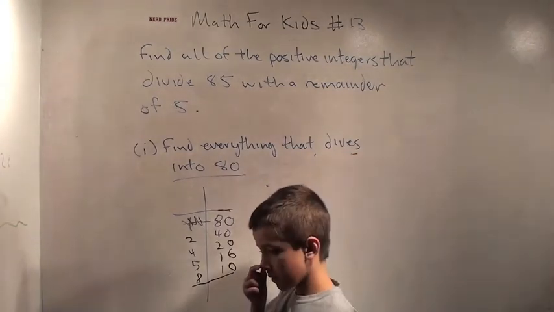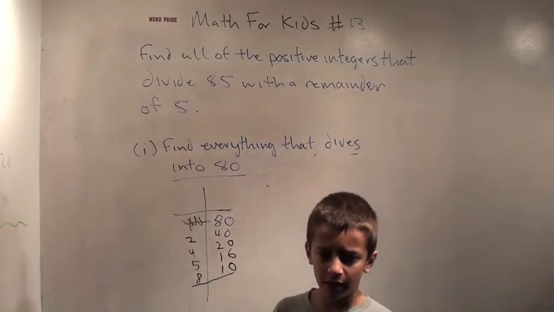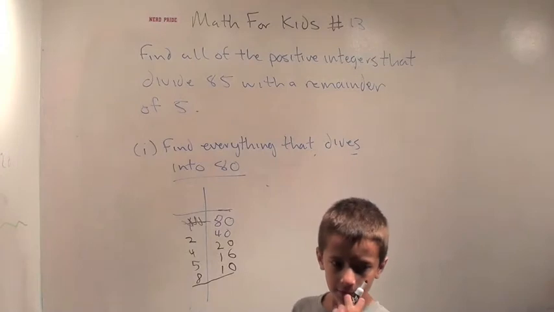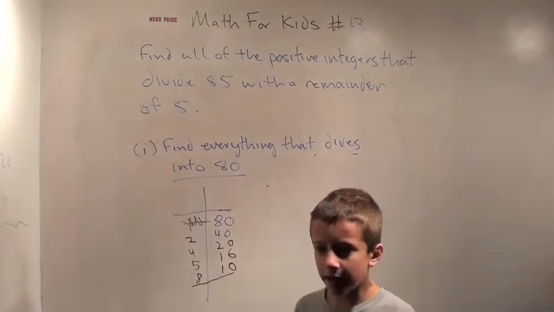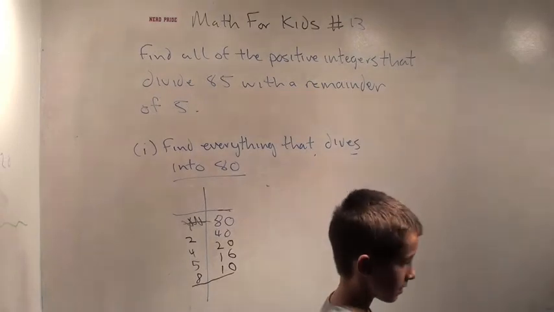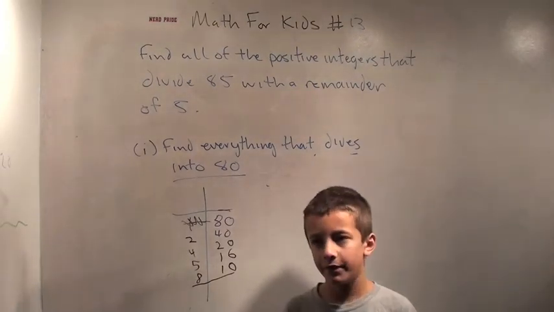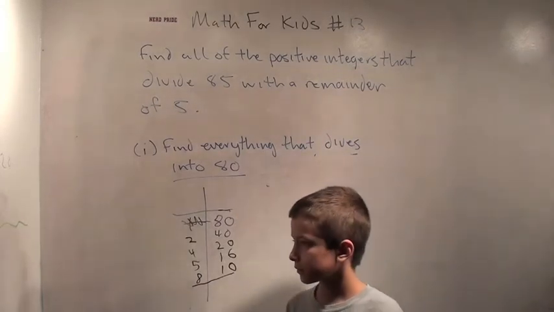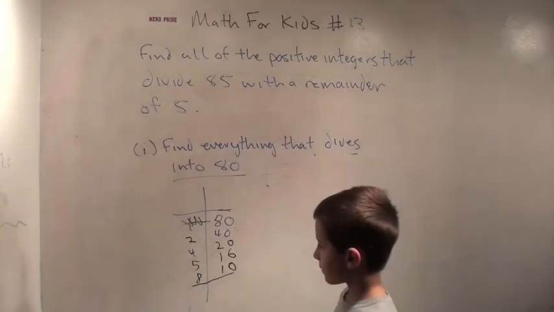After 1, it's 2. Does 2 leave a remainder 5? No. Actually, let's see. Well, 2 is even and 85 is odd. So what's the remainder when 2 goes into 85? The remainder is 1. See, you can't have a remainder that's bigger than the number. So cross out 2.